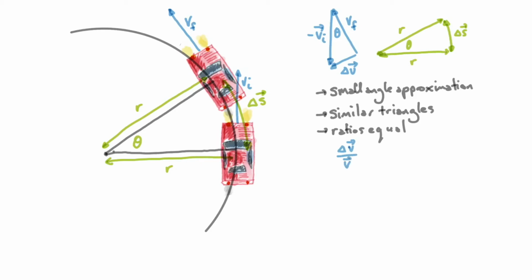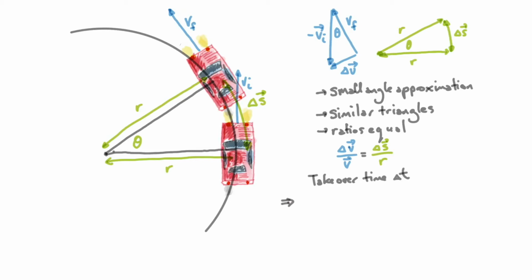So for the first triangle, the change in velocity, or that small side, over the velocity, which we know is the speed, is the same as the change in displacement over the radius. Okay, so that's the formula there. Now we're going to divide both sides by the change in time.